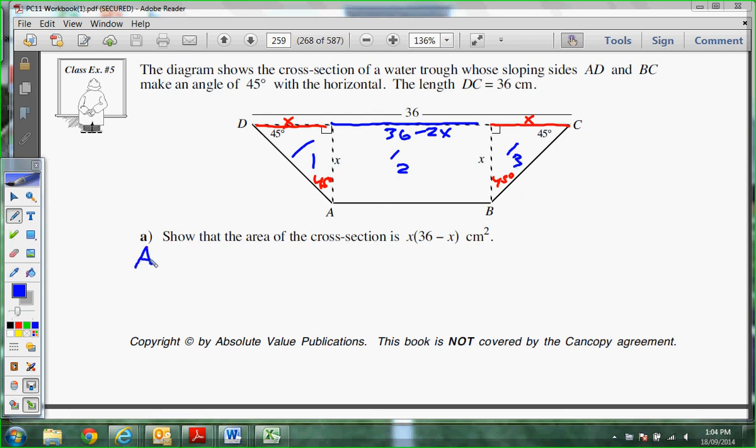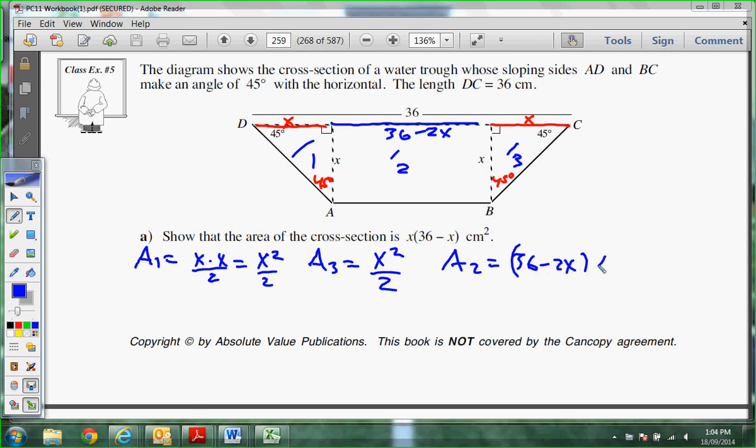So area 1 is going to be... what's the area of a triangle's formula? Base times height divided by 2. So x times x over 2. So x squared over 2 is area 1. We can go ahead and just copy that for area 3 as well. Okay, and then area 2 is going to be a rectangle, so length times width: 36 minus 2x, times x. So that's going to give me 36x minus 2x squared.